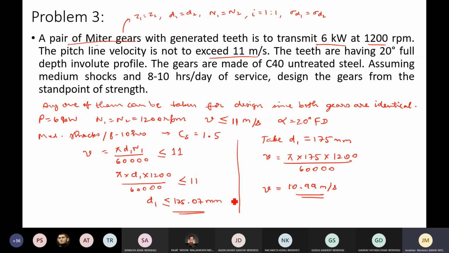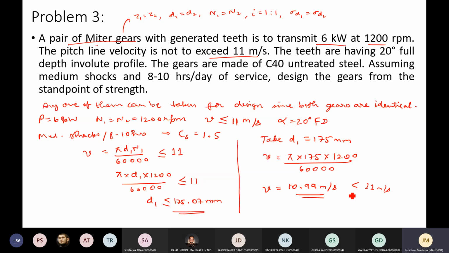Why we took 175? Because it was very close to 175.07, which is a decimal value. So we don't want decimal values, and it is not possible also to manufacture such things. So they always come in standard forms. So we'll go for 175 as the nearest value. We take 175 mm and resubstitute it. You should get around 11 itself, which is around 10.99. Okay, actual value. So we are settling with this particular value, which is less than 11. So this condition is already satisfied.